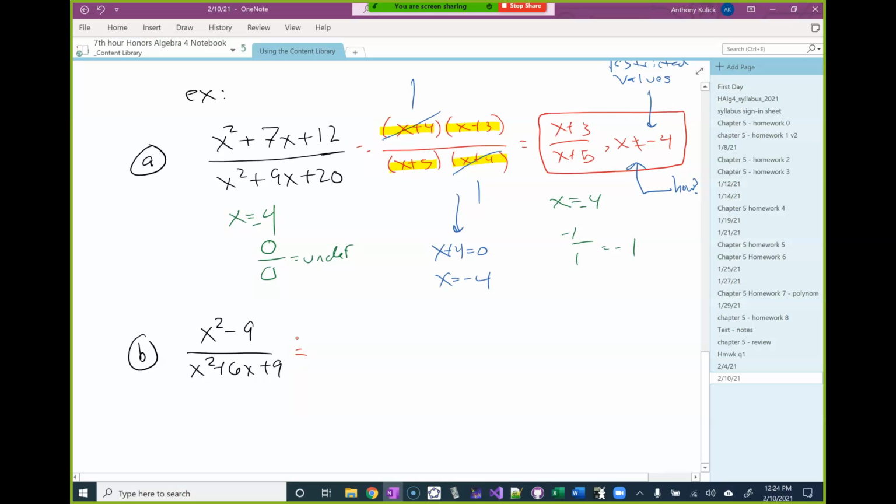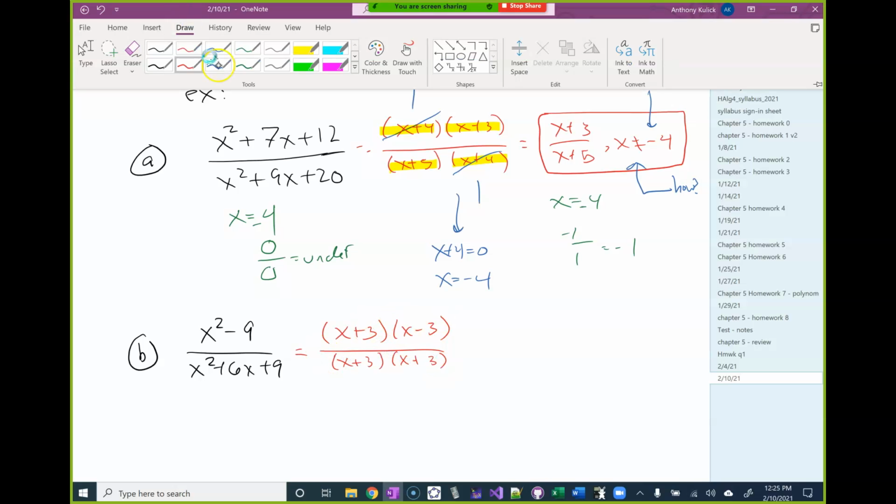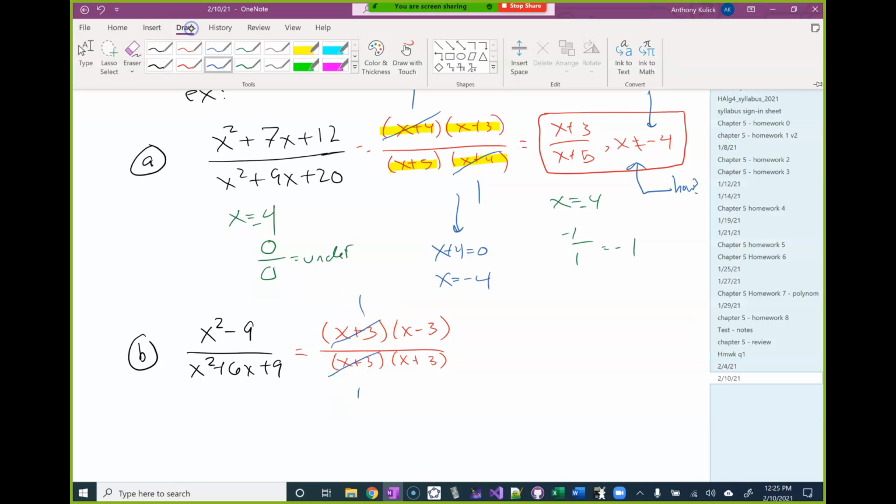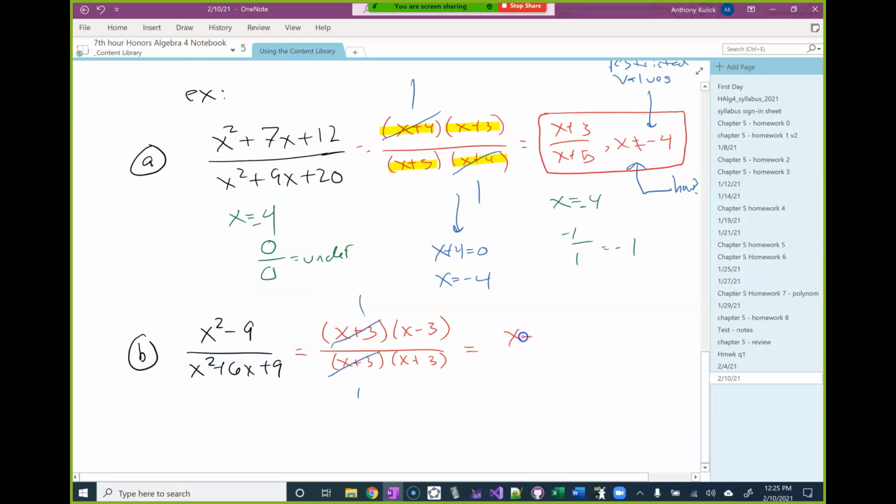All right, let's say we have x squared minus 9 over x squared plus 6x plus 9. What do I do first? I cross the 9s out? No. What should I do first? Factor. Good. And the denominator factors too. Okay. What can we reduce? x plus 3. When we reduce those, they become 1. So we're left then with x minus 3 over x plus 3.